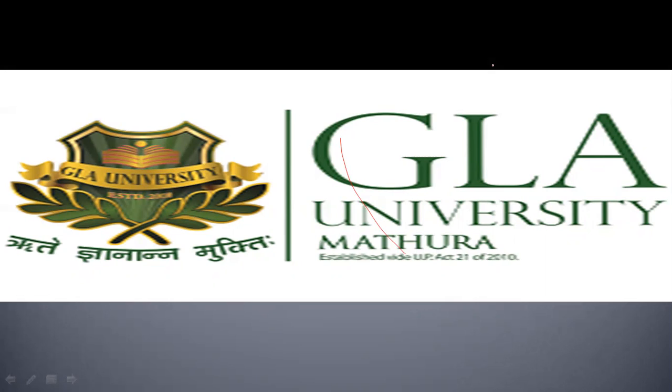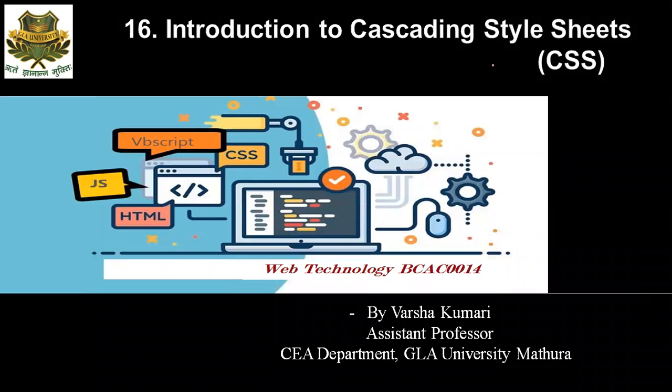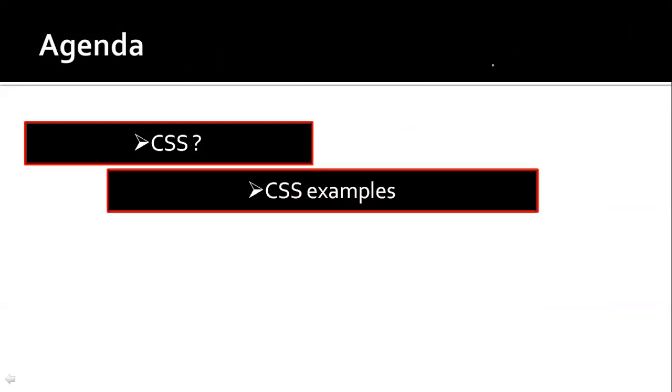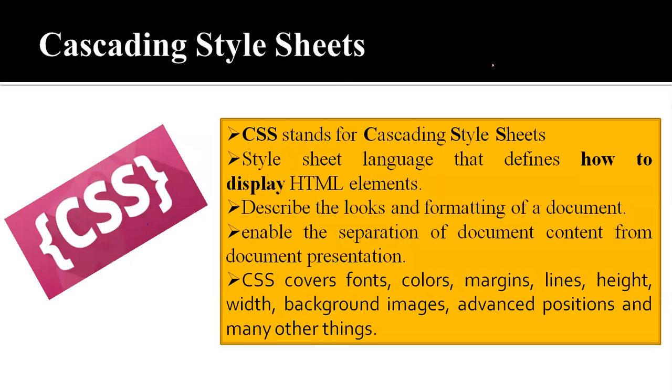Today we are going to start our next topic, that is cascading style sheet. In short, it is written as CSS. In this session, we'll discuss what is CSS and some examples of CSS. Then we will discuss some of the CSS properties. So let's begin with what is CSS.